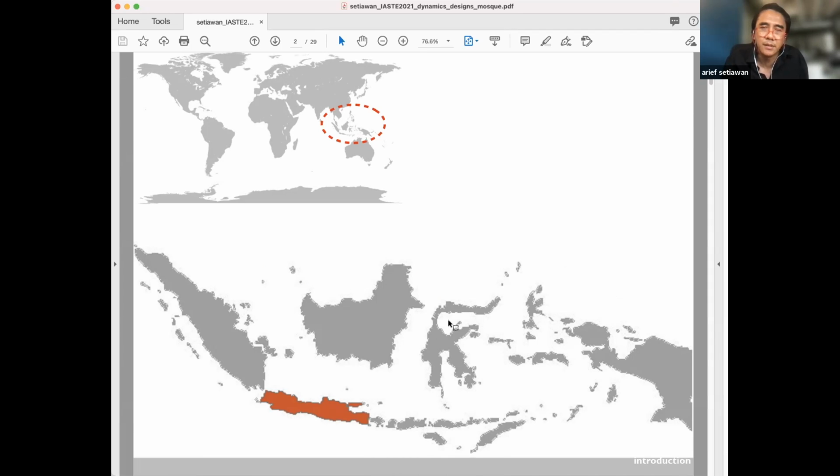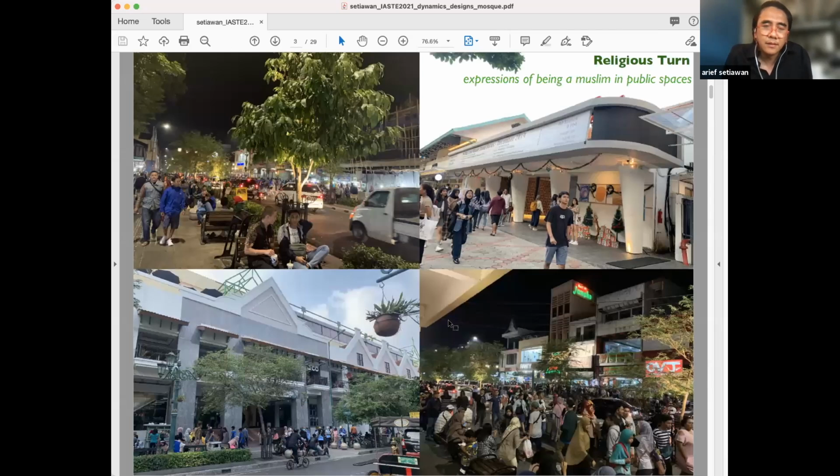Here, Indonesia is in Southeast Asia, also the largest archipelago in the world. Now here are the religious turns that happened in Indonesia. Nowadays, the expression of being Muslim has permeated every part of life.